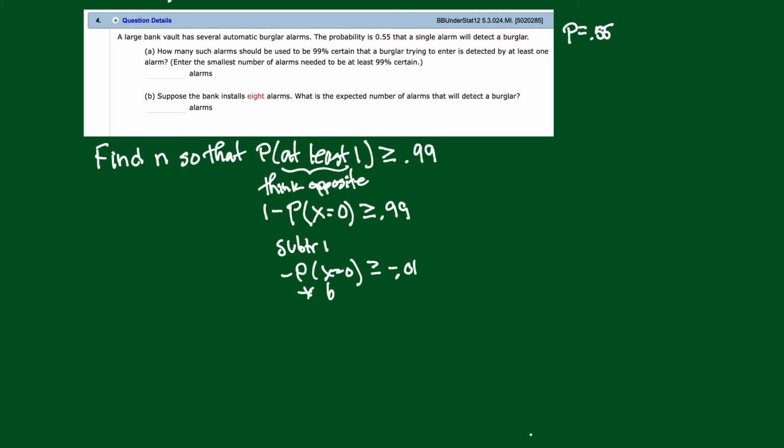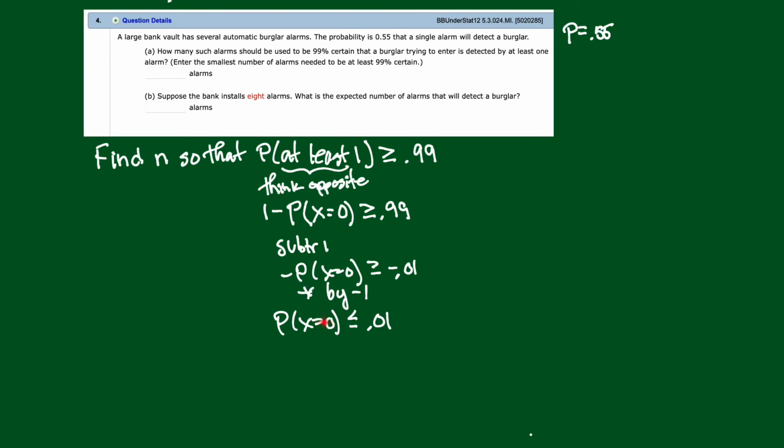So multiply by negative 1. And you know, when you do that, you have to change the direction of the inequality sign, so the probability that X equals 0 is less than or equal to 0.01. All right, so this is what we're going to look for. We're going to go to the table and look for 0 under the 0.55 column. We're going to look to see if we can get a 0 that's less than 0.01. As soon as we get it, then we found the proper n.